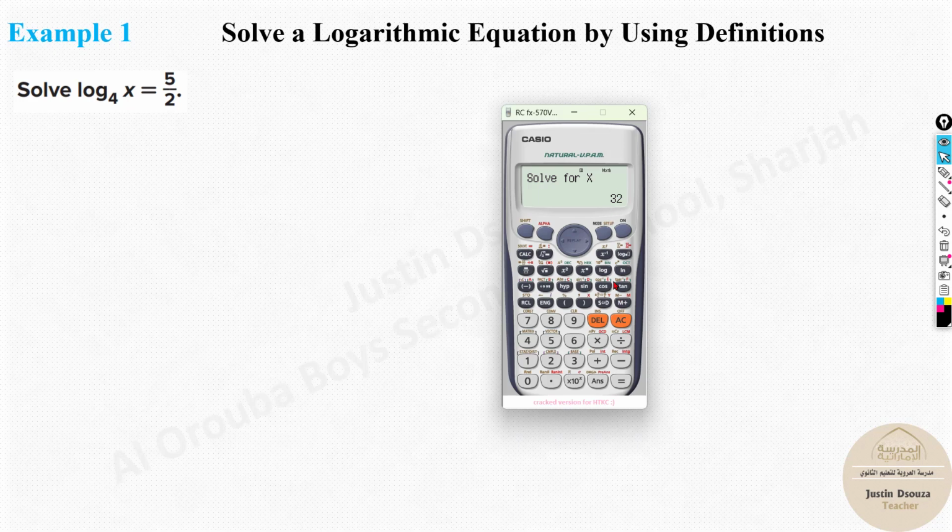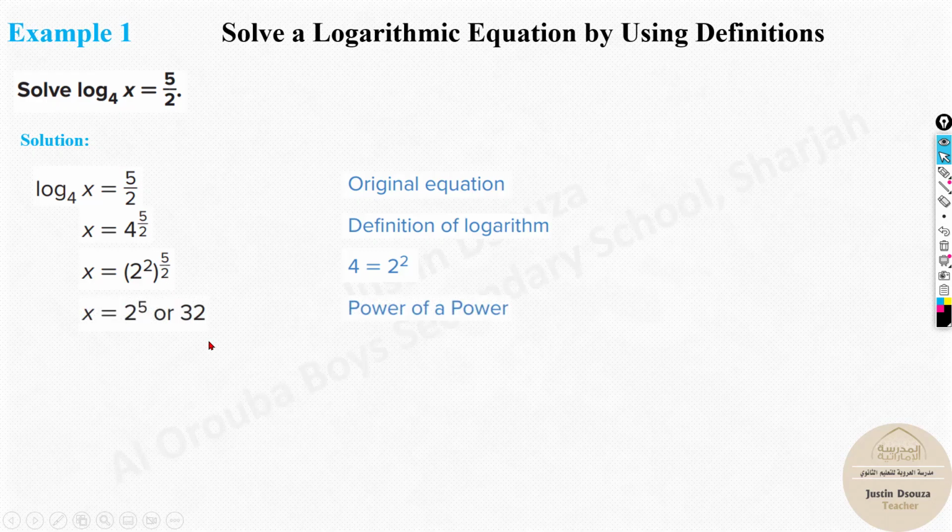Now here I'm getting the answer, but at times you won't have the answer, then you need to press equal to. Say for example, if I clear the calculator and now I do this, log base 4 of x equals 5 by 2. Shift and solve. You might think, what's wrong? I'm not getting the answer. You need to press equal to after pressing shift and solve. If you just press equal to, it's wrong. You need to press shift, solve, and then equal to, and you will get the answer. So that's the answer, 32.